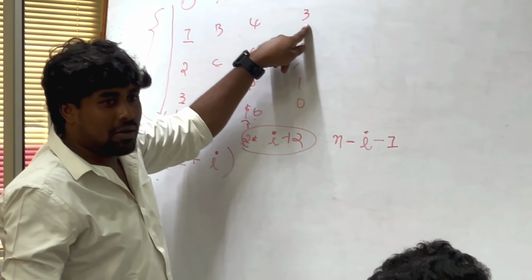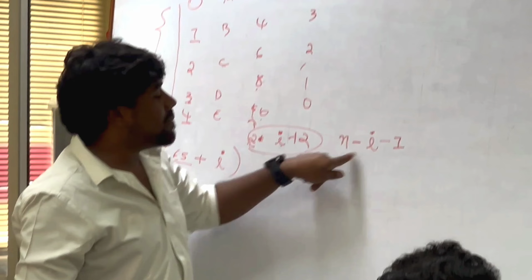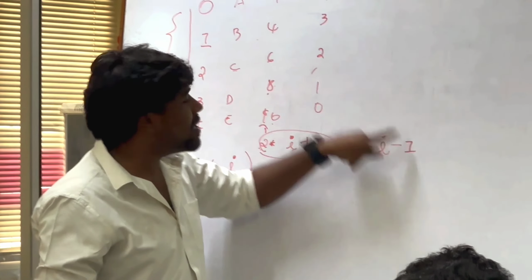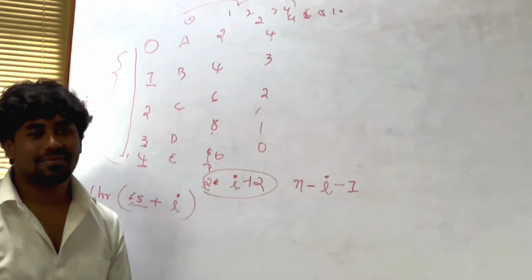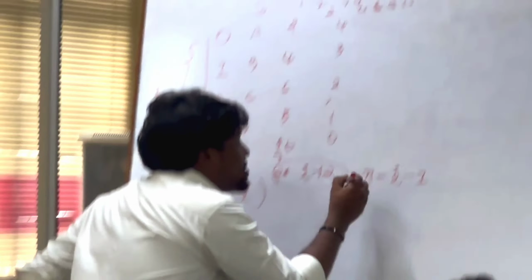Can I get 4 in this one now? Yes. What is I value now here? 1. n minus 1 is what? 4. 4 minus 1 is what? 3. It will satisfy everything. Yes or no, sir? Yes. And this equation is very much powerful.